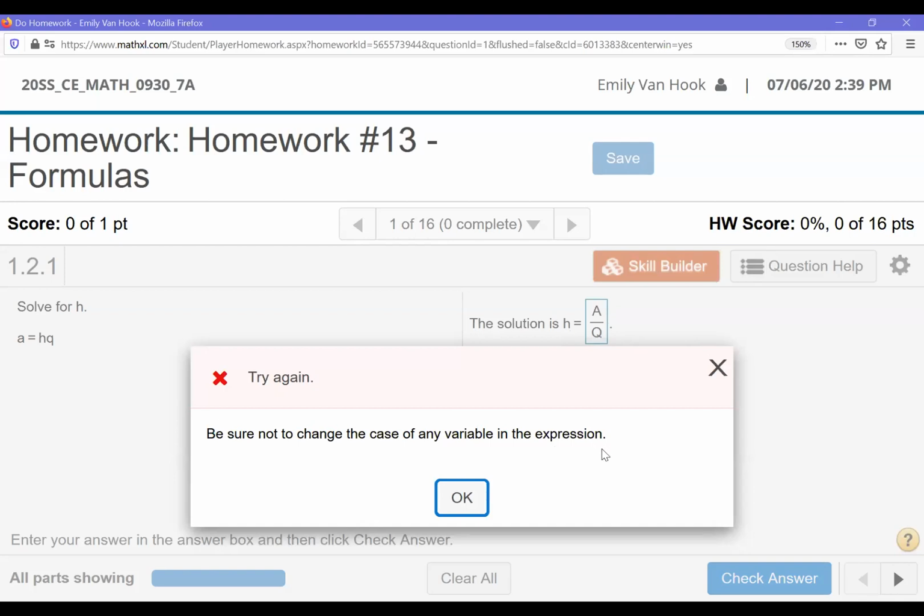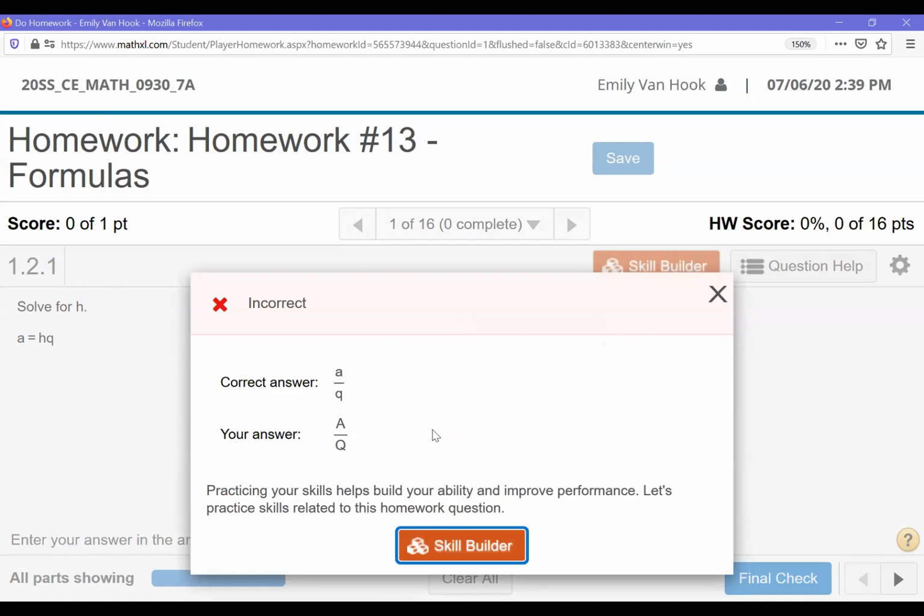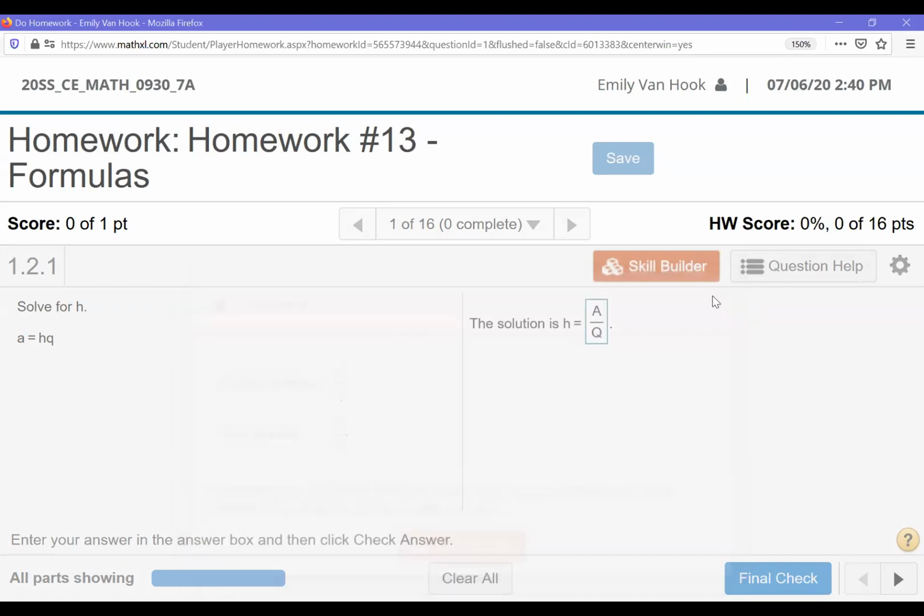So in geometry and other topics as well, there's sometimes a difference between a lowercase letter and an uppercase letter. So for example, a lowercase b is the length of a base of a triangle, but the uppercase B is the area of the base of a pyramid or something. So anyway, capitals and lowercases will make a difference. So I just wanted to let you know, because here you go. See, I got it wrong. The correct answer was little a over little q, and I wrote big A over big Q. So just be careful there.